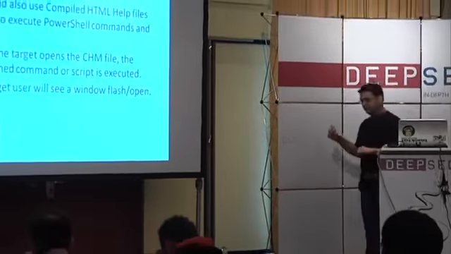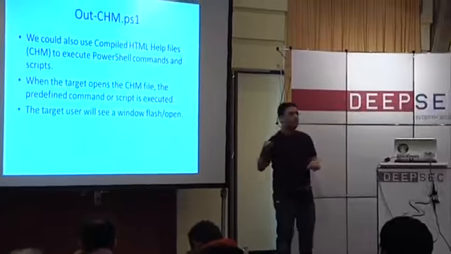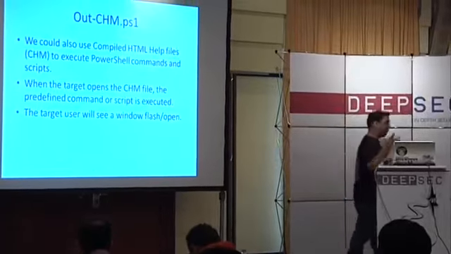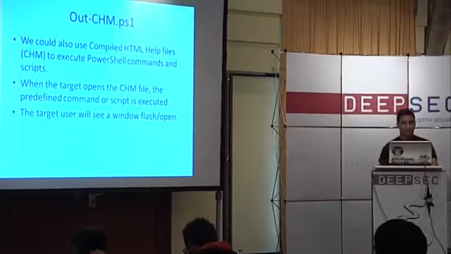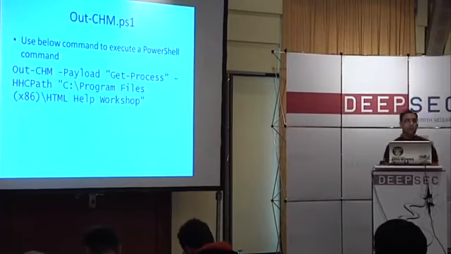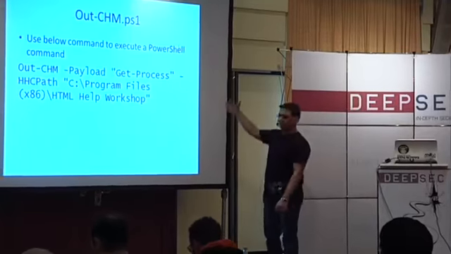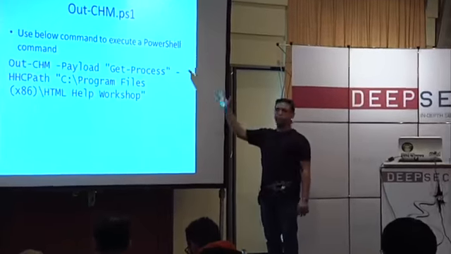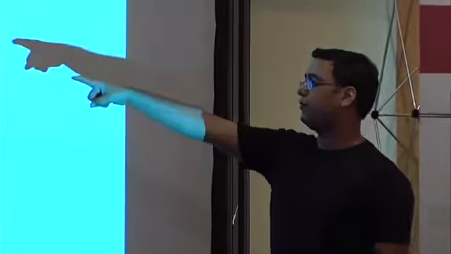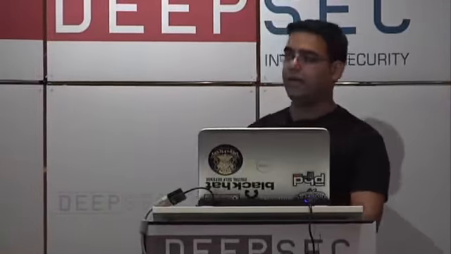Again, in this case, the user will see a window flash, or it may remain open, depending on the payload you use. So this is the way we use it. We just provide a PowerShell command or encoded script or a URL to it, and we have to provide the path of the HTML Help Workshop. And we could do really nice stuff.